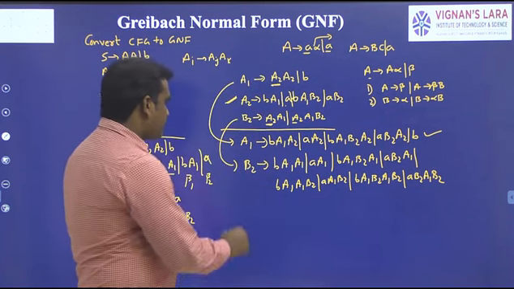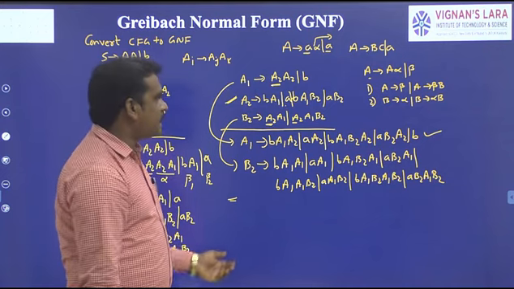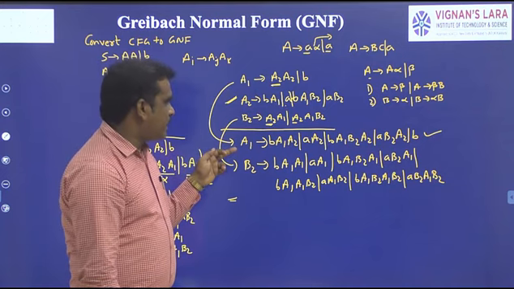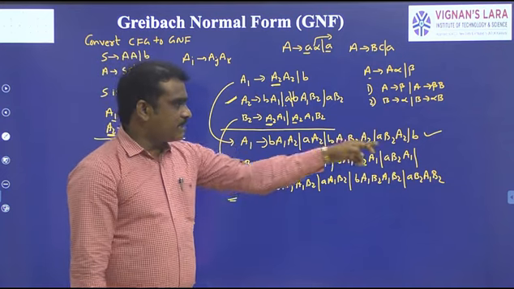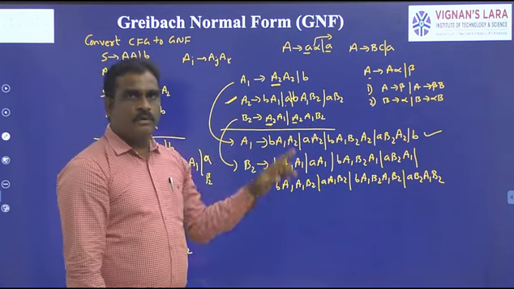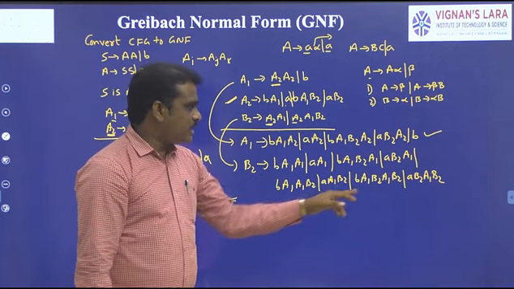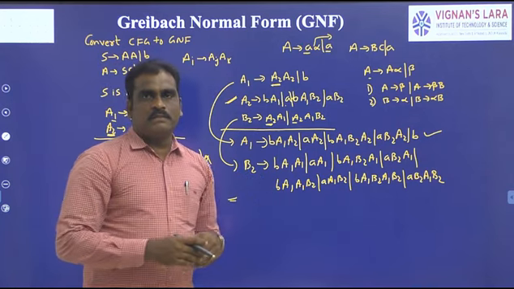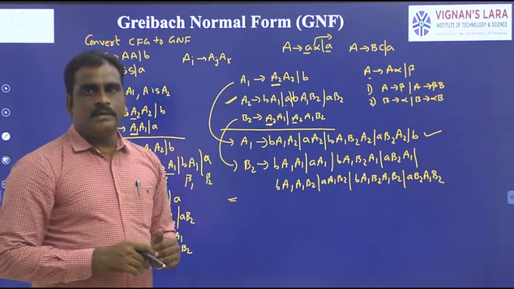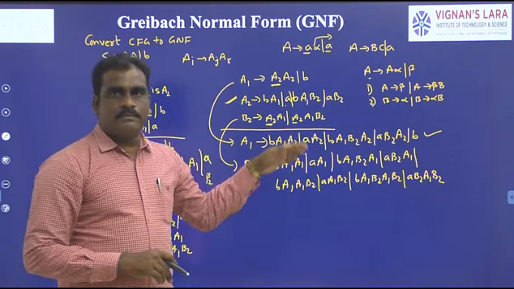So after rewriting all the productions, the resultant grammar is this one. A1 is in GNF form, A2 is also in GNF form, and B2 is also in GNF form. So in this way, we converted the given context-free grammar into GNF form.